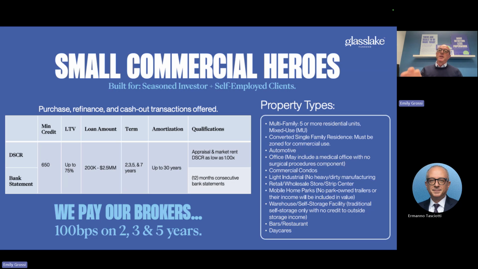Now, in terms of property types, one of the things that really stands out about Glass Lake is the property types. You've got your more traditional multifamily, which is 5 or more residential units, small apartment or 20-unit apartment, minimum is 5. Mixed use, which is storefront and residential.